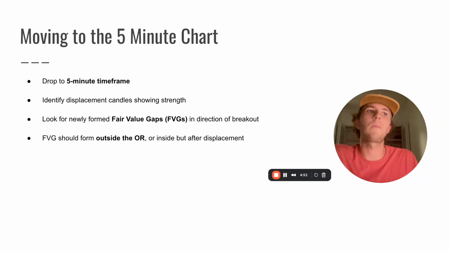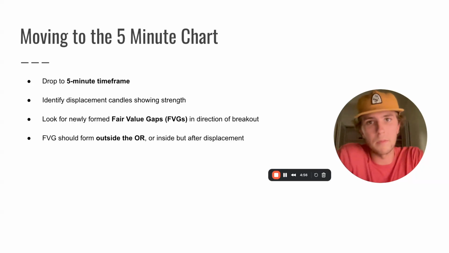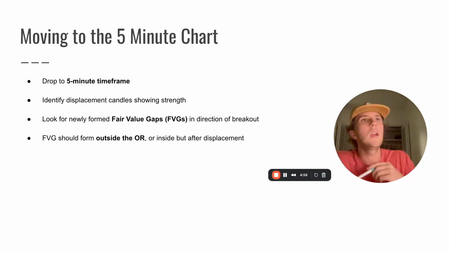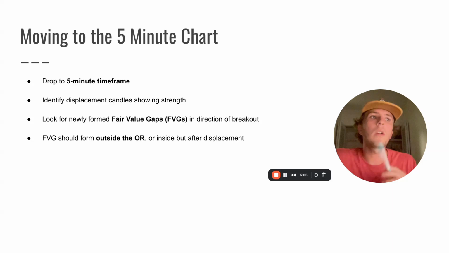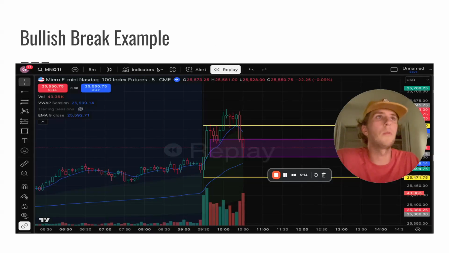Fair value gaps should form outside the opening range, or inside but after the displacement. So they should form on the outside: price breaks out, pulls back to a fair value gap outside the range, and then continues up or continues down. Or it breaks out after the displacement, comes back into the opening range, hits a fair value gap, and continues higher. Here's a bullish break example.